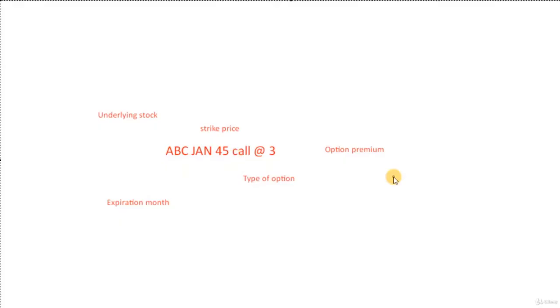So, these were the 5 option features, and with these 5 features, an option contract can be written as this: ABC January 45 call at $3, in which ABC is the underlying stock, January is the expiration month, 45 is the strike price, call is the type of option, and 3 is the option premium. So this was all about option features.